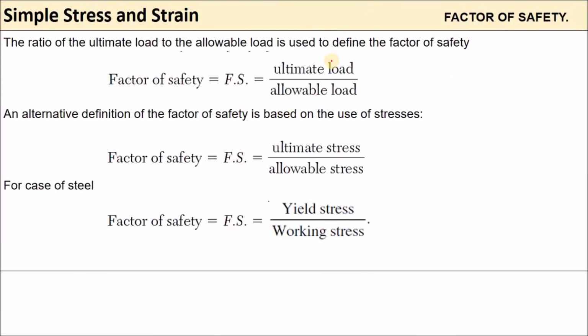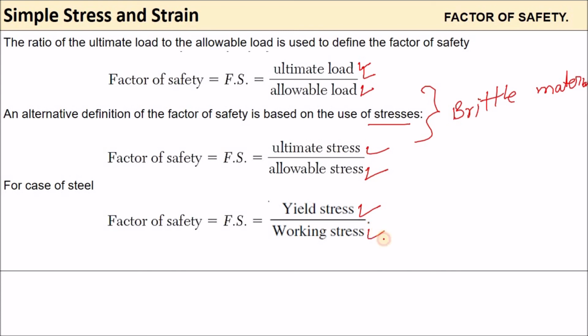Next one, factor of safety. Factor of safety equal to ultimate load divided by allowable load. In terms of load; if you are saying in terms of stress, it is ultimate stress divided by allowable stress. These two we can use for brittle material. Or in case of steel or elastic material, we should use yield stress divided by working stress. Yield stress divided by working stress equal to factor of safety.